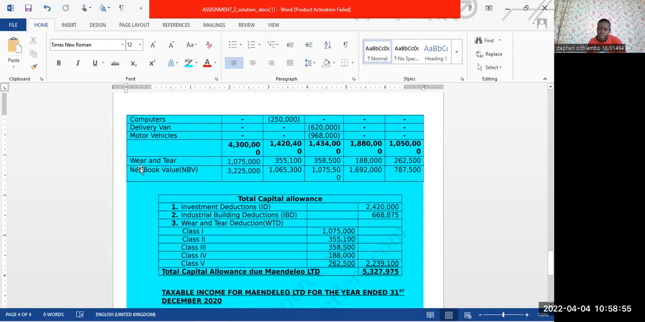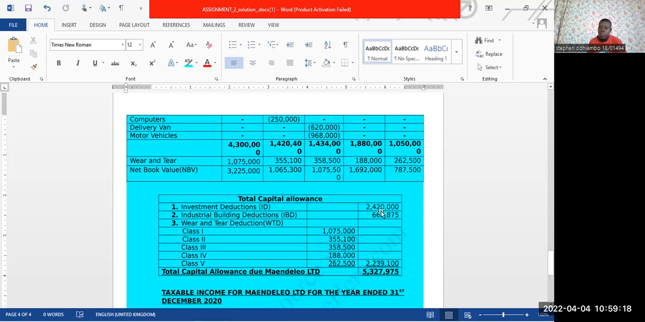You can see wear and tear allowances 1 million, followed by 355,100, followed by 358,500. It is just here, same to that, same to that. Those are for you to get total capital allowances. So investment deduction and industrial building deduction, you will find them above this place.